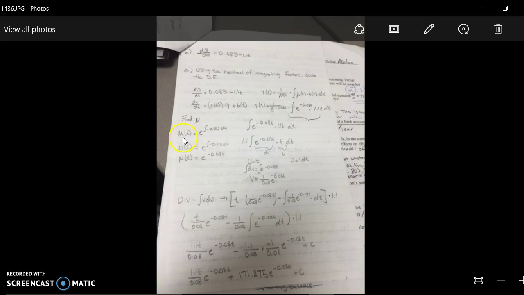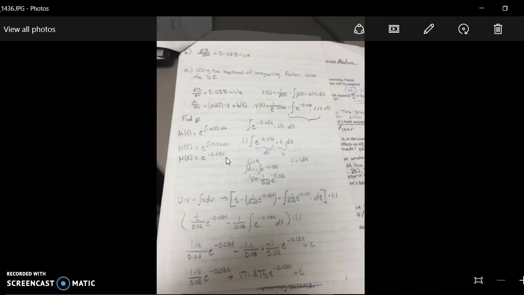So we have mu of t, which is equal to e raised to the negative integral of a(t) dt. I have my a(t) right over here as 0.08 times b, which is our y. So mu of t is e to the negative integral of 0.08 dt. Once you do the integral, which is just negative 0.08t, you have the complete mu of t as e to the negative 0.08t.